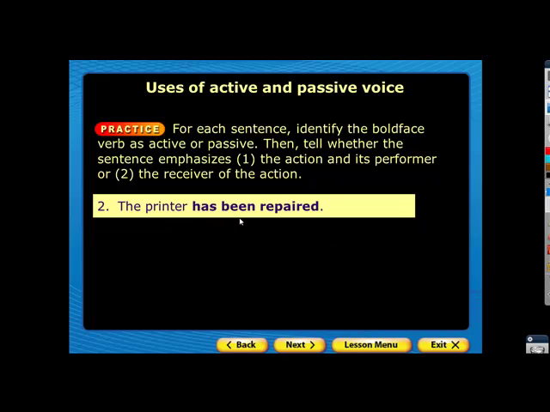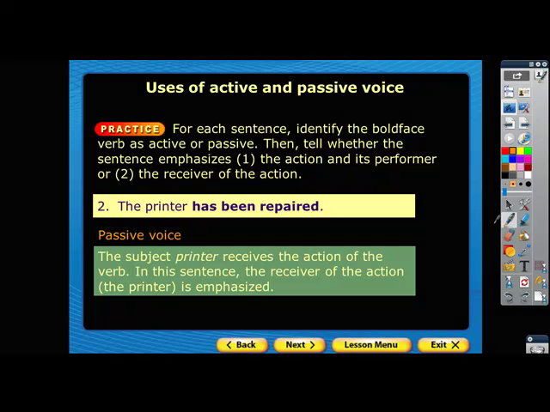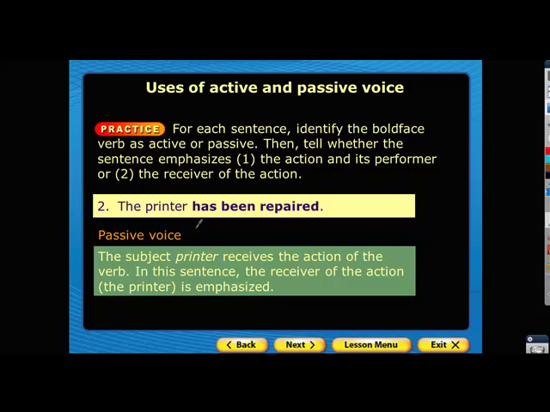The printer has been repaired. The printer, sorry, has been repaired. Do I know the performer? No, but it's working. So this is the passive voice here. Focus on the printer and that it is fixed. Okay? I don't know who's the doer and I don't mind the doer. So if you're going to change it to the active voice, you don't know the doer, say someone. Well, what did he say? Someone has.